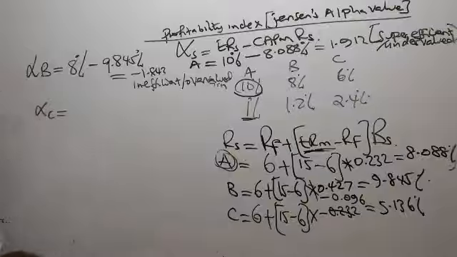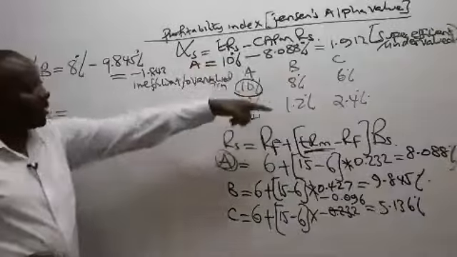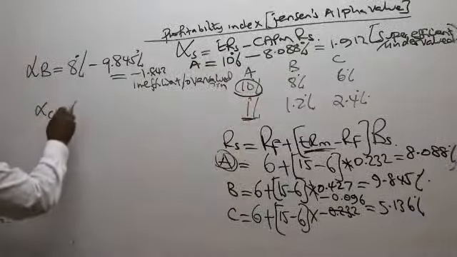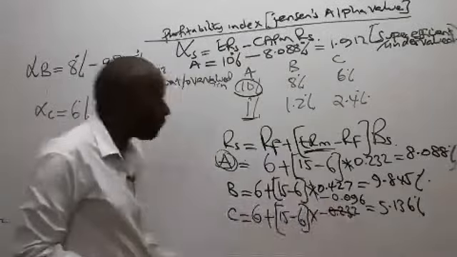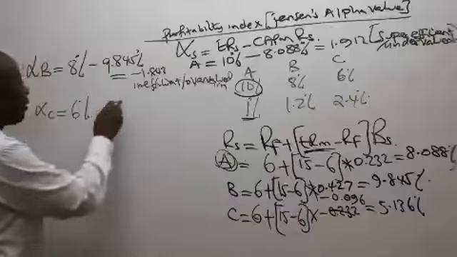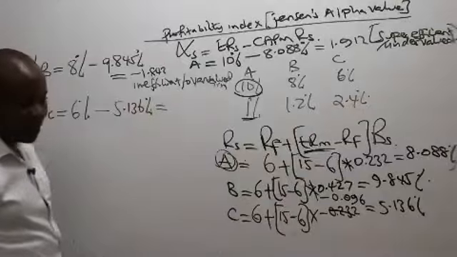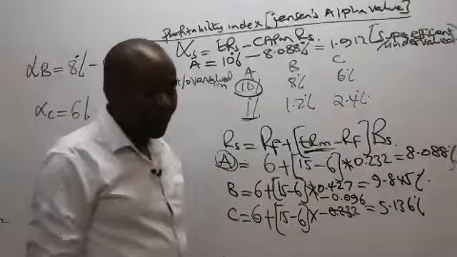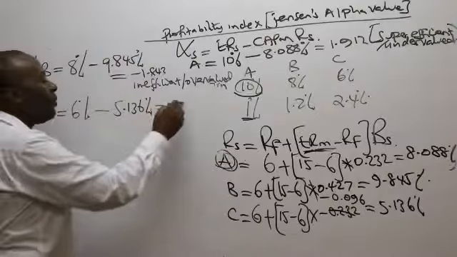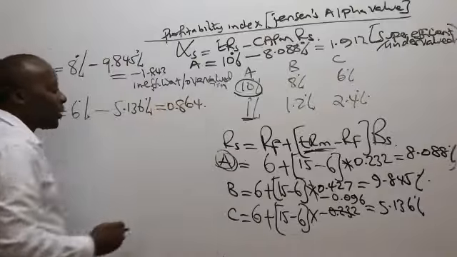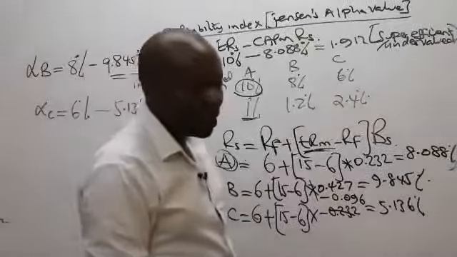How about alpha of C? Following this formula, I'll take the expected return of C, which is 6%, minus the CAPM return of C, which is 5.136%. So this will end up giving us what figure? Super efficient, 0.864. Thank you very much.